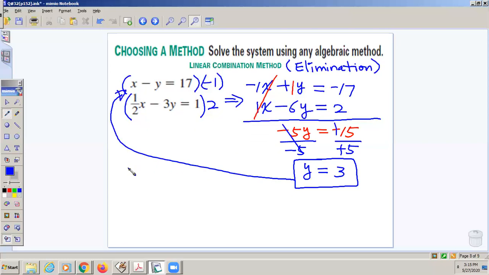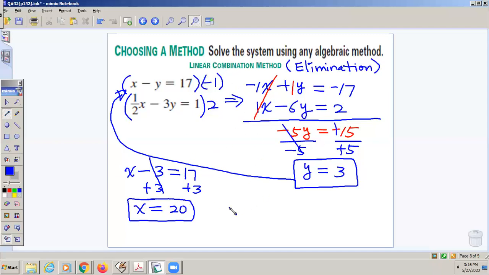So that's going to be x minus, and then the y is going to be 3, equals 17. Then we move that to the other side by doing the opposite of subtracting, which is adding. That's going to give us x equals 20. And so we were able to figure out the answer fairly quickly using the combination method. We put it together, x first, so that's 20, comma, y, which is 3.